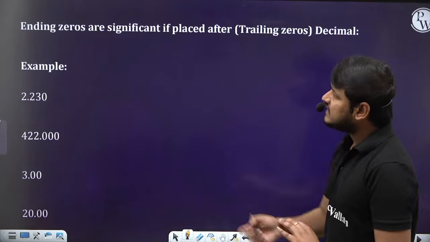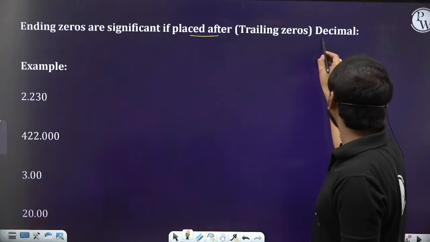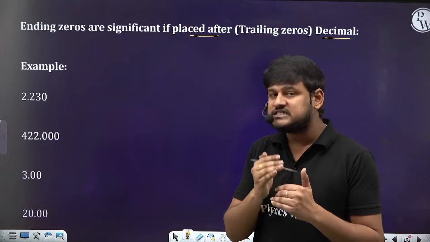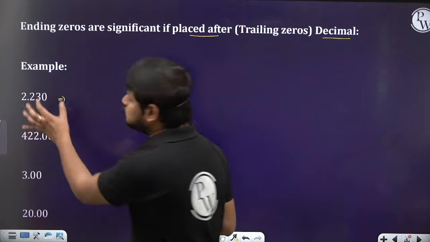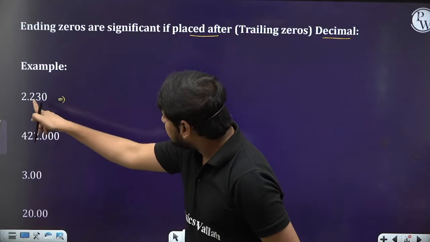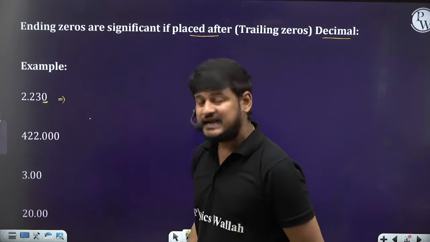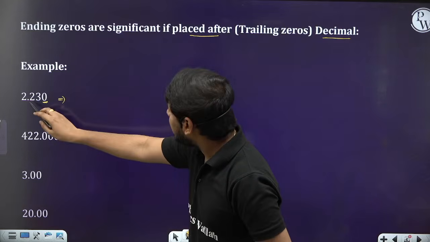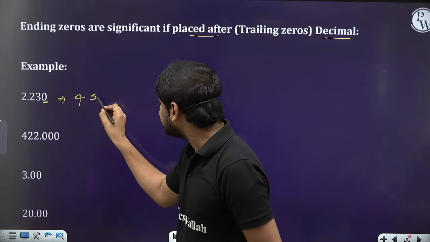Next, the fourth rule is: ending zeros are significant if placed after the decimal. Ending zeros are significant if they are placed after the decimal. Try to understand this point. See here, 2.230. Here 2 is significant, 3 is significant, and 0 is placed at the end. So end zeros are significant if they are placed after the decimal. That's why here, total 4 significant figures.